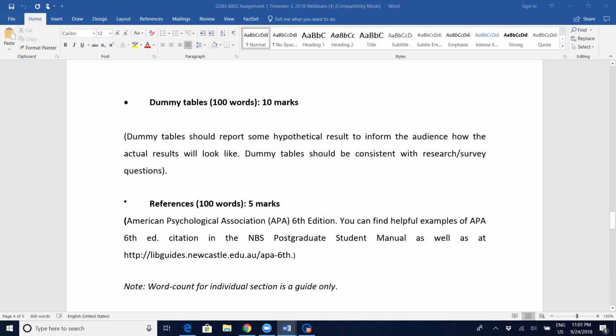So in summary, these are the instructions and expectations about the research proposal writing. However, if you have any specific questions, you are welcome to post them in the group discussion board. Also, feel free to send me emails if you have any query relating to any of the sections.